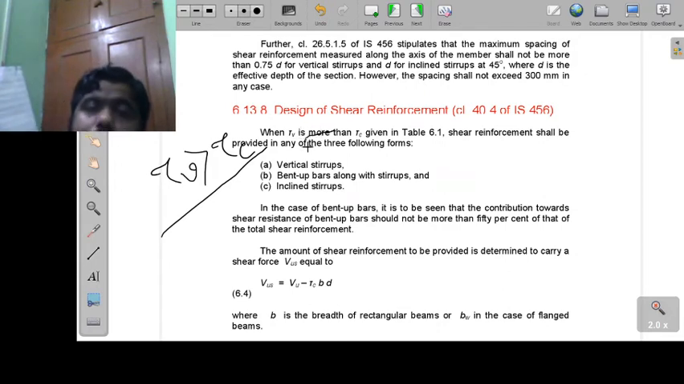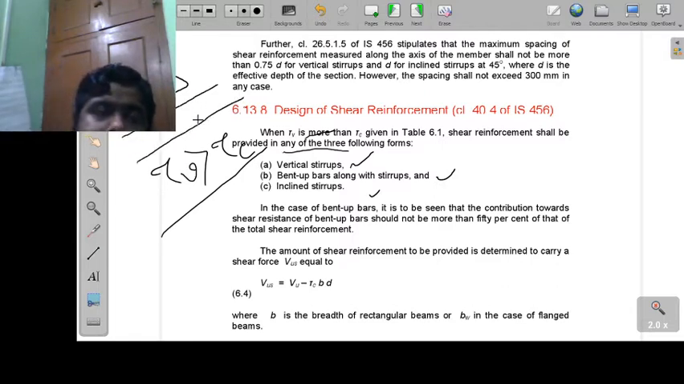Okay. So, how to provide the shear reinforcement? There are three forms of shear reinforcement. One is called vertical stirrups, then bent up bars along with the stirrups, and inclined stirrups. Vertical stirrups are basically, sorry, that one I have shown earlier. This is the vertical stirrups. Okay, or if you see this is a beam, then in this beam whatever reinforcements are provided in the transverse direction, these are called the vertical stirrups. Next one is bent up bars along with stirrups.